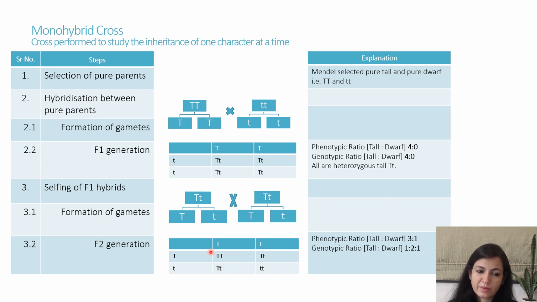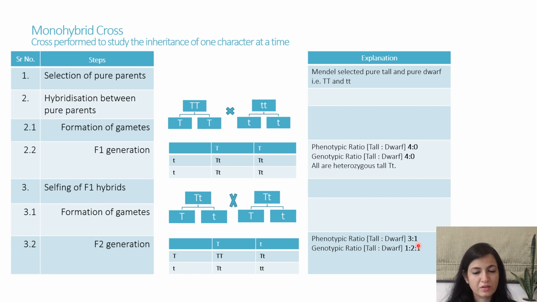We can see it is capital T, so this will be tall. Capital T, small t, this will also be tall, heterozygous tall. And capital T and small t, this will also be heterozygous tall. And small t, it will be recessive dwarf, as this is a recessive trait, so this will be dwarf. So we can see in total we are getting 3 tall plants and 1 dwarf plant.